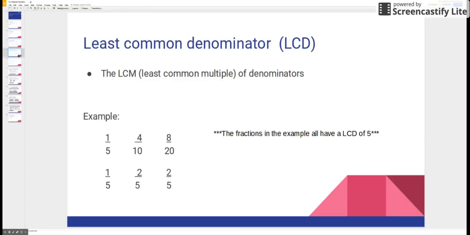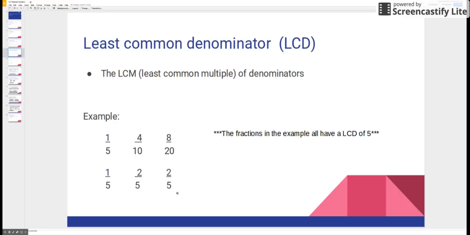Least common denominator, or LCD, is the LCM, or the least common multiple of two or more denominators. So here we have 1/5, 4/10, and 8/20. We have 5, 10, and 20 as our denominators. Well, 1/5 is just simply 1/5. 4/10 we can simplify to 2/5. And 8/20 we can simplify as well to 2/5.